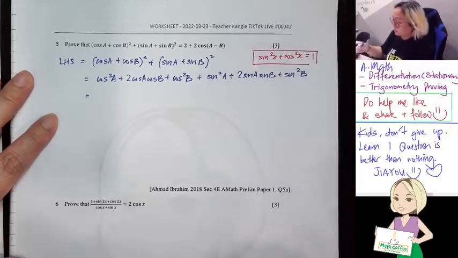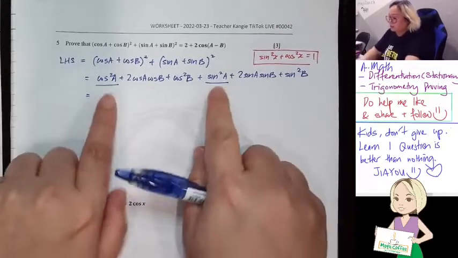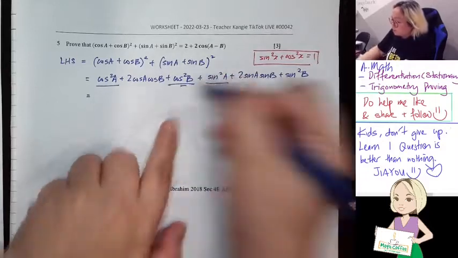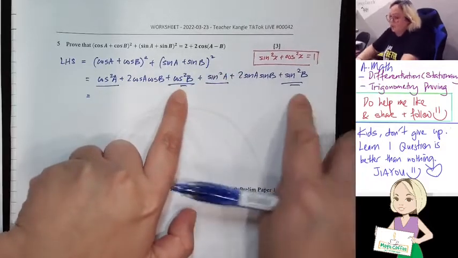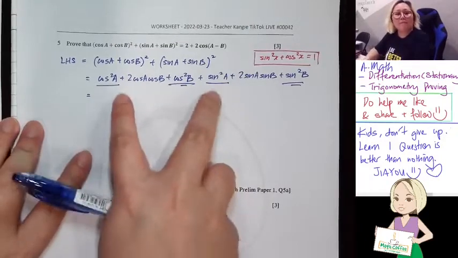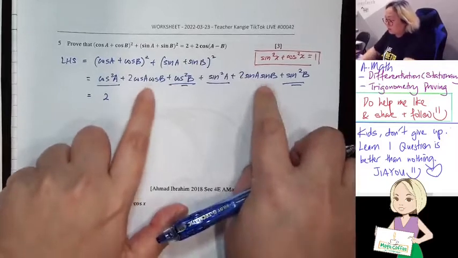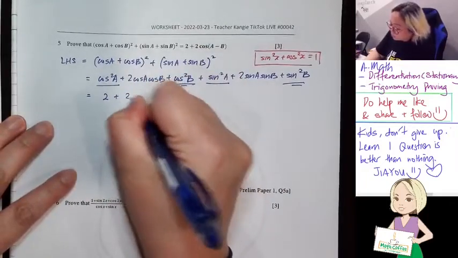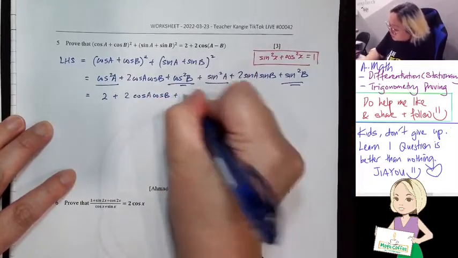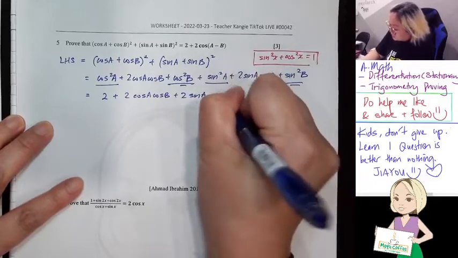So let's take a look. We have cosine square A plus sine square A, so this one gives me 1, correct? Then we have another one, cosine square B plus sine square B, so this one gives me another 1. So 1 plus 1, we have a 2 already. Then this one I just rewrite: plus 2 cosine A cosine B plus 2 sine A sine B.